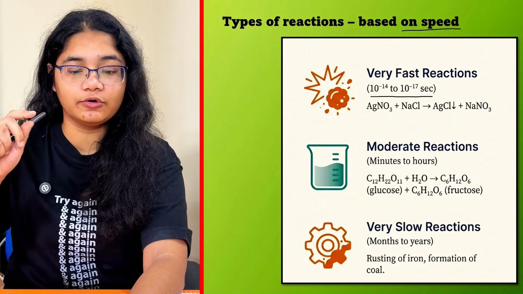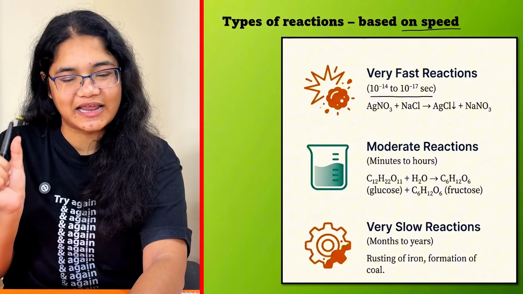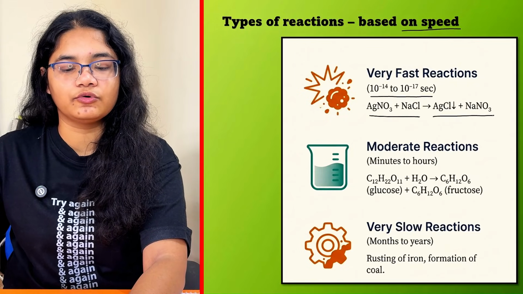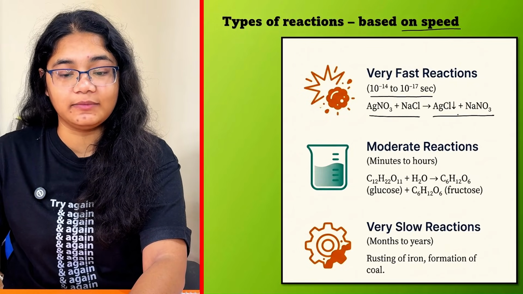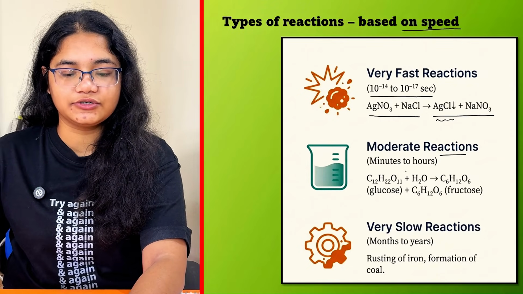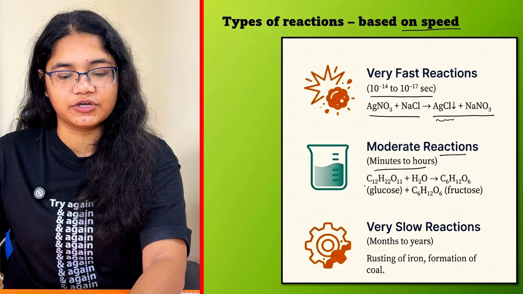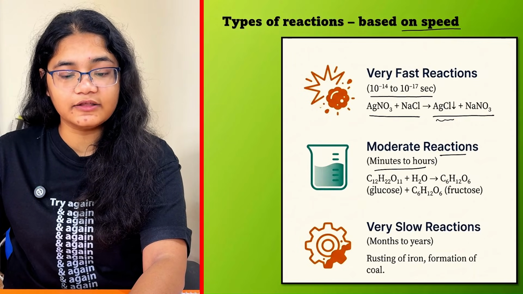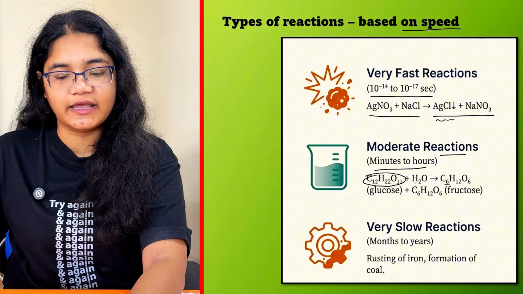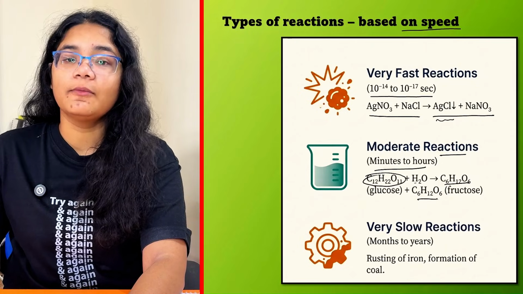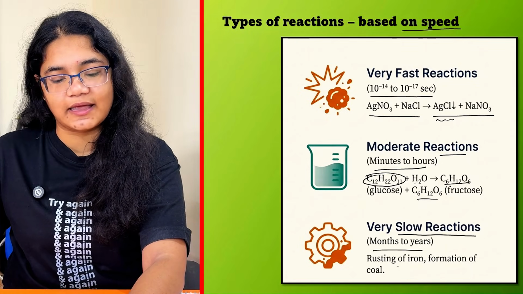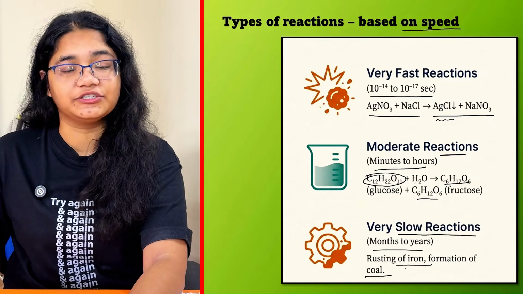Now let me tell you, you just need to remember one example. This time period is not that important, but you have to remember these examples. If you add NaCl to AgNO3, immediately you will observe the precipitation of AgCl. Now coming to moderate reactions, which can take minutes to hours, like the inversion of sucrose: if you break sucrose with water, you will get glucose and fructose. This is a moderate reaction. And there are certain reactions which are very slow and take months to years. An example here is rusting of iron or formation of coal.